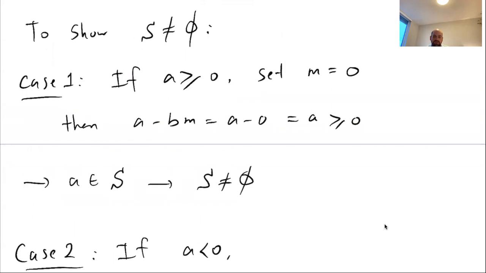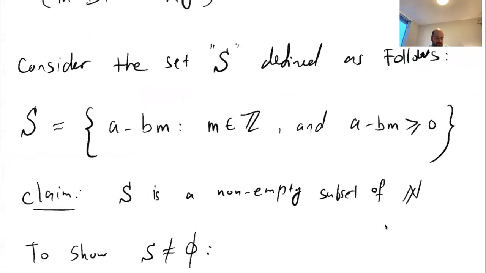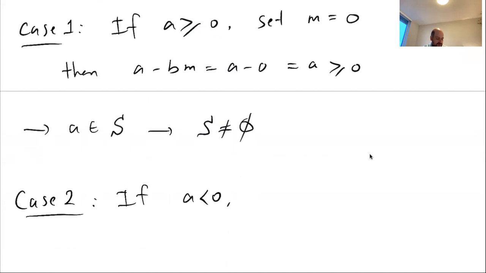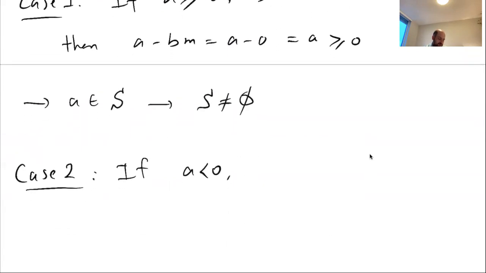The previous argument does not work anymore, because if I set m equals 0, then a minus 0 becomes a, which is less than 0 in the assumption of case 2. And I cannot say a belongs to S anymore in this case, because elements of S must be bigger than or equal to 0. Elements of S are elements of this form, which are bigger than or equal to 0 by the requirement that we put in the definition of S. So the previous argument does not work here, but I'm going to use m equals a in this case.